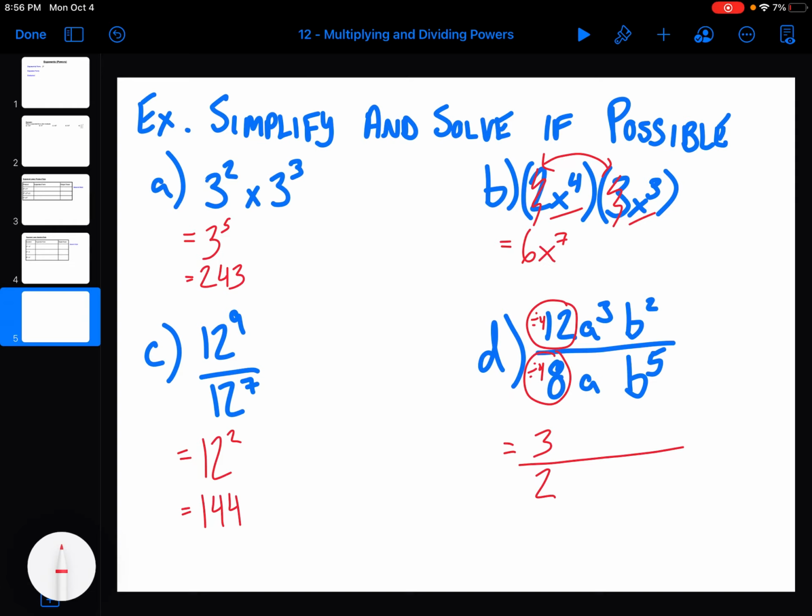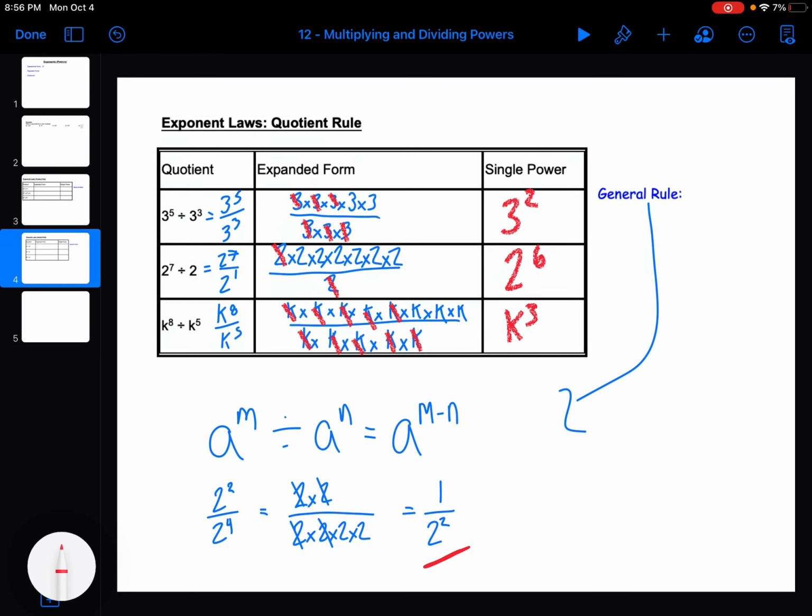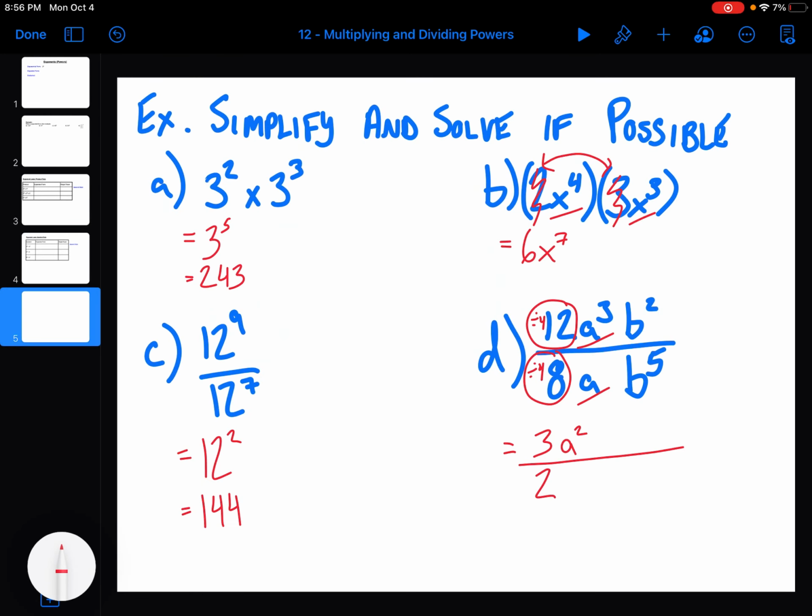Now, I'm just looking for the bigger exponent. So I'm going to look at the a's first. Well, 3 is bigger than 1. 3 minus 1 gives me a squared on the top. For the next one, I'm looking for the bigger exponent out of 5 and 2. Well, 5 is bigger than 2, and that's similar to this example here, meaning that we're going to have the 5 on the bottom. 5 minus 2 is going to leave 3 on the bottom. Okay, we'll talk about this again tomorrow.